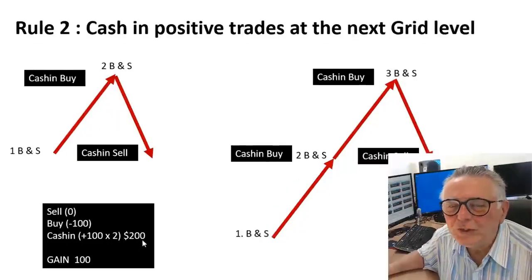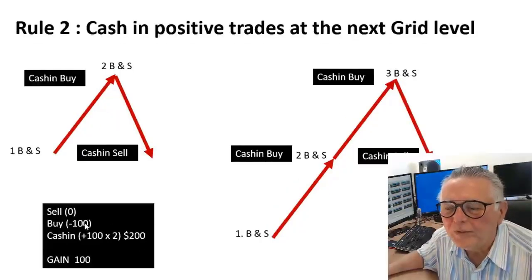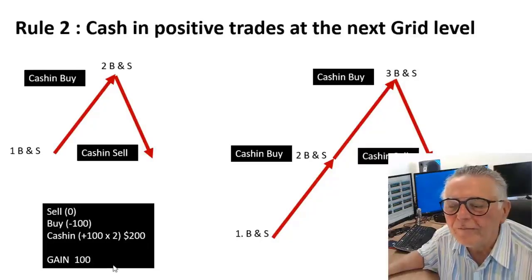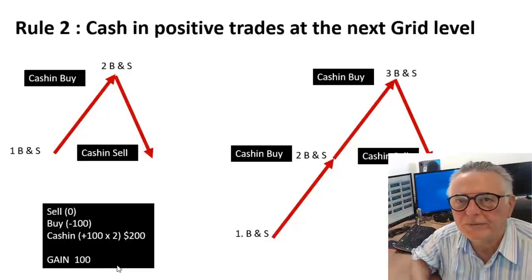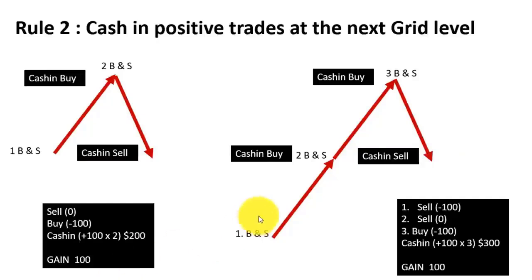Okay, so we've cashed in 200 pips. We have one open deal that's minus 100, and the other one is 0. We have mysteriously made a gain of 100 pips. Fantastic. All right, so let's move on to the next one.